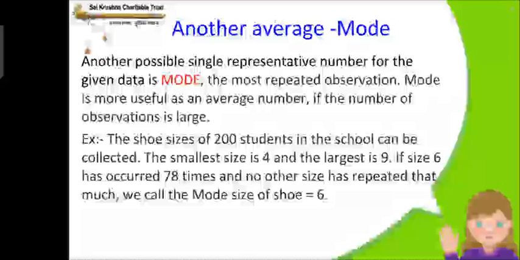The shoe sizes of 200 students in the school can be collected. The smallest size is 4 and the largest size is 9. If size 6 has occurred 78 times and no other size has repeated that much, we call the mode size of shoe as 6. Which means for size 6, there are 78 students and the remaining sizes are not so many. Therefore, the thing that repeats the maximum number of times, we represent as the mode value, which means the most repeated observation is the mode.